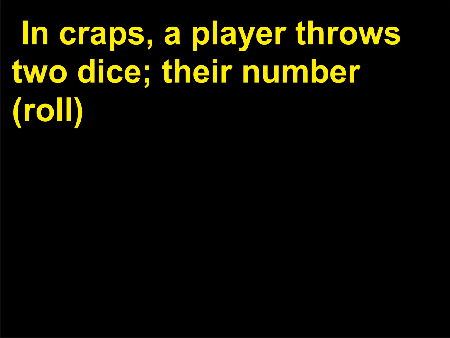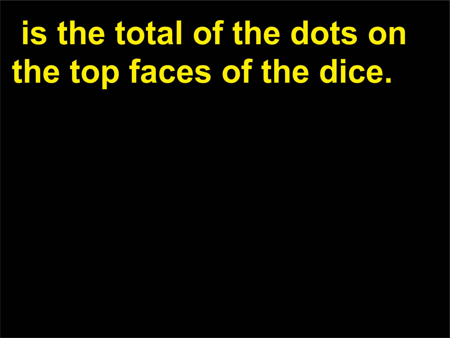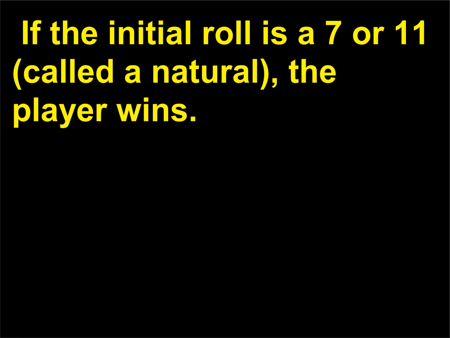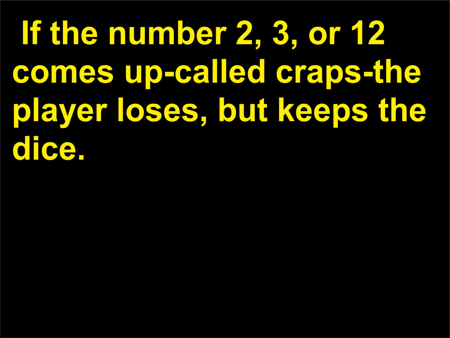In craps, a player throws 2 dice, their number, or roll, is the total of the dots on the top faces of the dice. If the initial roll is a 7 or 11, called a natural, the player wins. If the number 2, 3, or 12 comes up, called craps, the player loses, but keeps the dice.